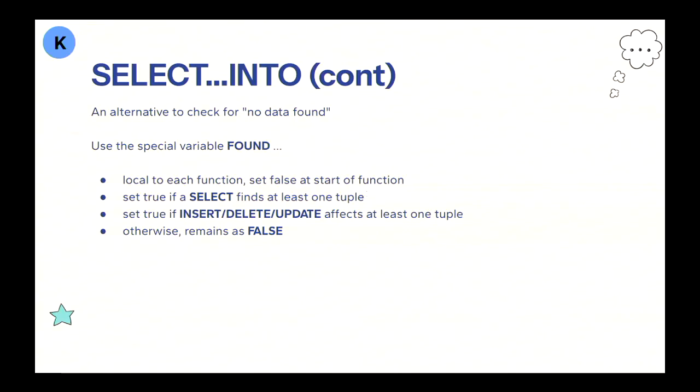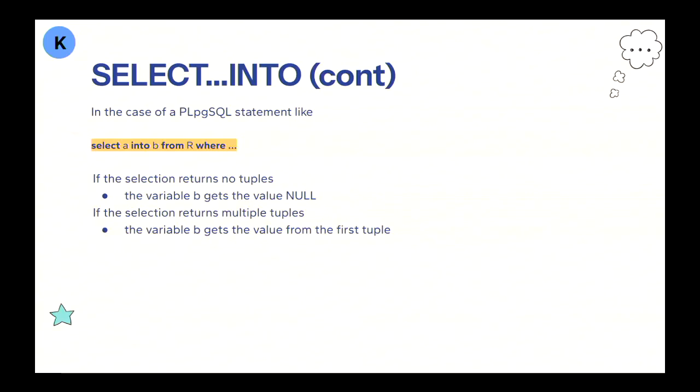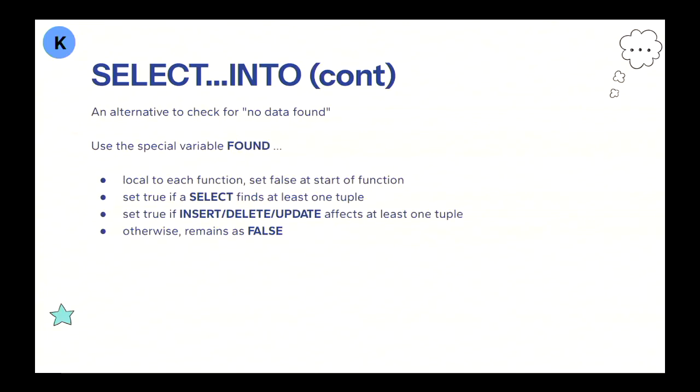So in our previous lecture, we mentioned that from the example we have gone through, we can summarize that if we select nothing into the variable, the variable value will remain null. And if we return multiple values, if we are trying to store multiple tuples, only the first tuple is stored. And we can use is null or is not null to check the result of a variable.